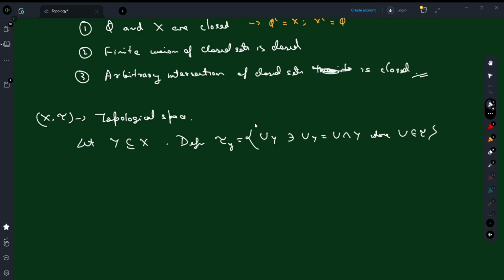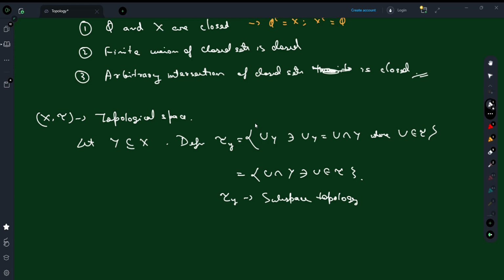So what is this basically? The basic literal sense of this is that open sets in the subset Y are intersections of open sets in the space X with Y. That is the basic definition. Or we can simply denote this as the collection of elements of the form U intersection Y, such that U belongs to tau. So tau_Y is a topology on Y, and tau_Y is called the subspace topology.